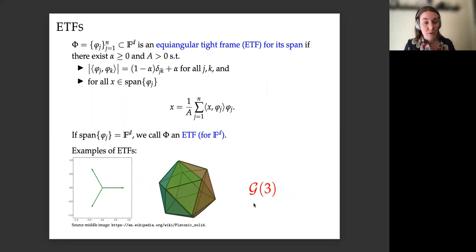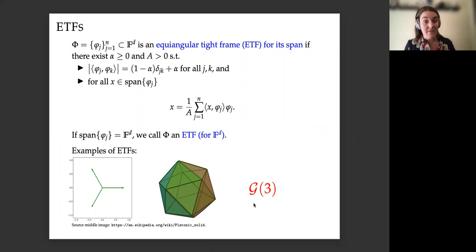Okay, so just jumping right in, what is an equiangular tight frame for its span? The "for its span" is the component of this definition that is maybe not as standard for this community. We take a collection of n vectors in d-dimensional space, and we say that it's a tight frame for its span if there's some non-negative alpha and some positive a, such that whenever we take the inner product of any 2 of those vectors, the absolute value of that inner product is either equal to 1 if it's the vector with itself, or equal to alpha otherwise.